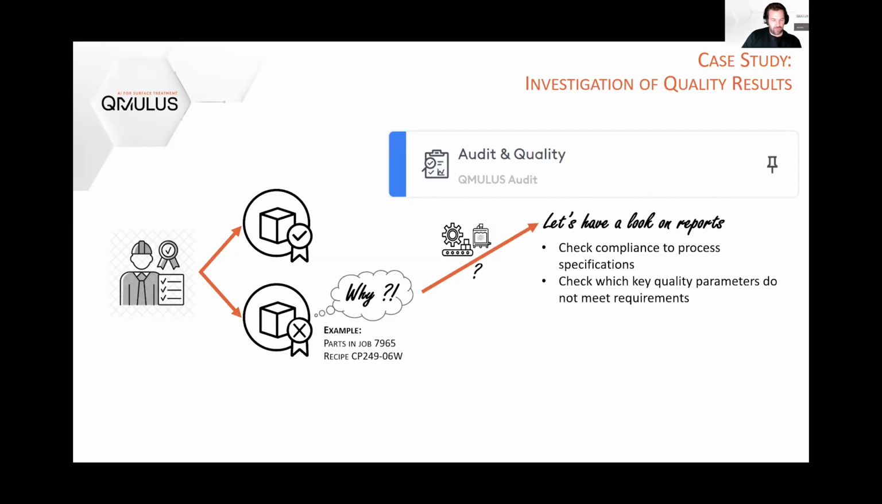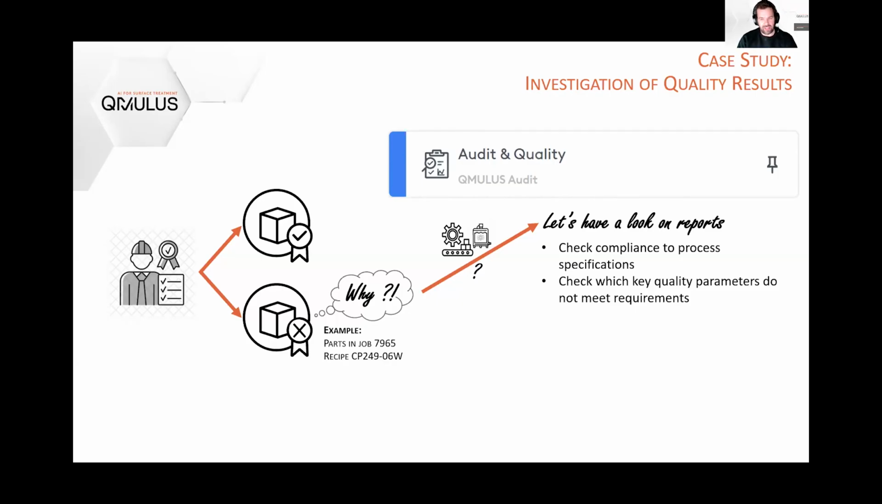For this, we just found out a recent job. This is job number 7965, which ran on a certain recipe. You can read it here. And we are going to investigate all things related to that job and find out if there's something wrong, if there's something we can make better, if there's something we should be worried about.